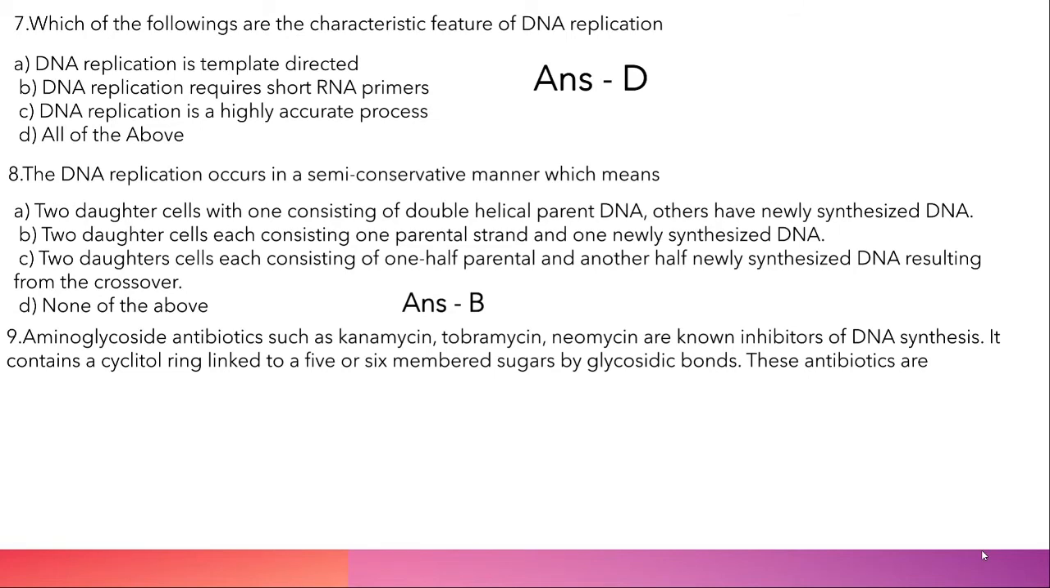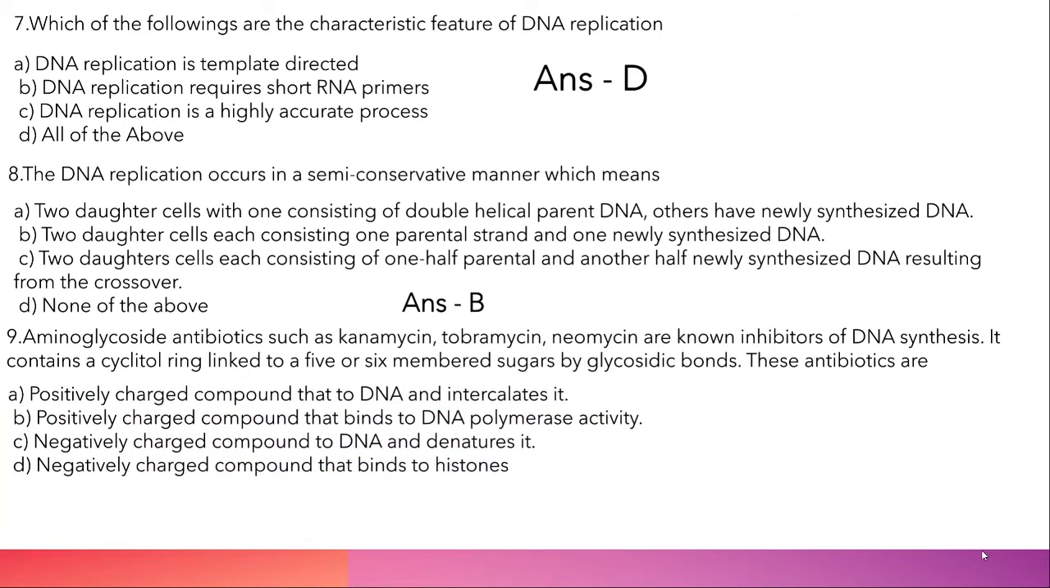Here's the ninth question. Aminoglycoside antibiotics such as kanamycin, tobramycin, and neomycin are known inhibitors of DNA synthesis. They contain a cyclitol ring linked to a 5 or 6 membered sugar by a glycosidic bond. These antibiotics are: the first option, a positively charged compound that binds to DNA and intercalates it; the second, a positively charged compound that binds to DNA polymerase; the third, a negatively charged compound that binds to DNA and denatures it; and the fourth, a negatively charged compound that binds to histones. The answer is option A, a positively charged compound that binds to DNA and intercalates it.